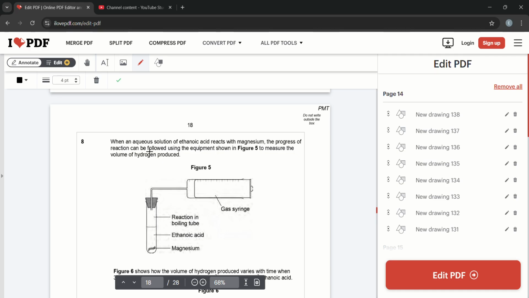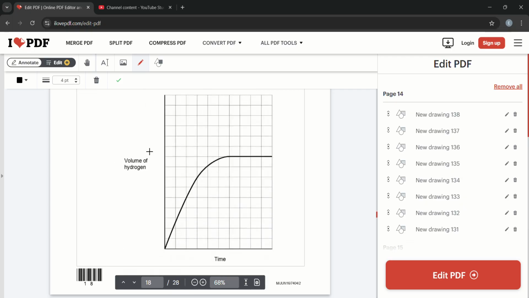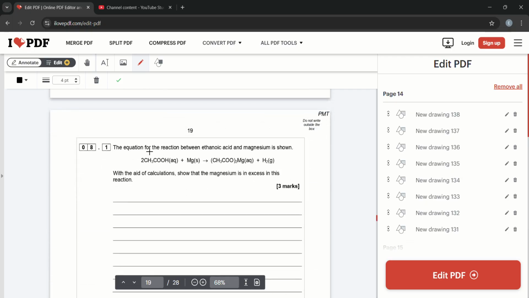Question 8. Figure 6 shows how the volume of hydrogen produced varies with time, when this much magnesium is added to this much ethanoic acid. With the aid of calculation, show that magnesium is in excess in this reaction.